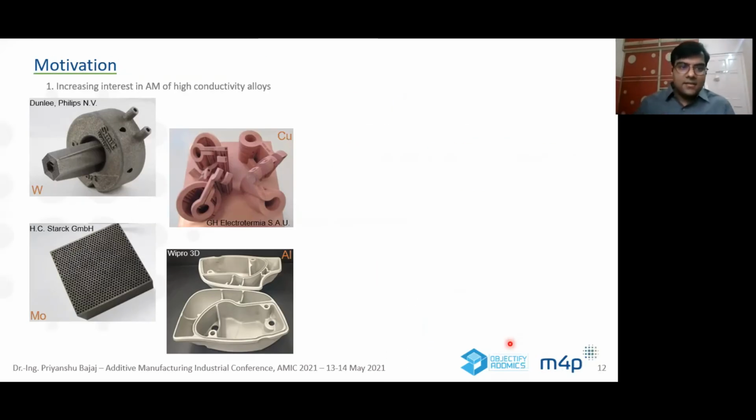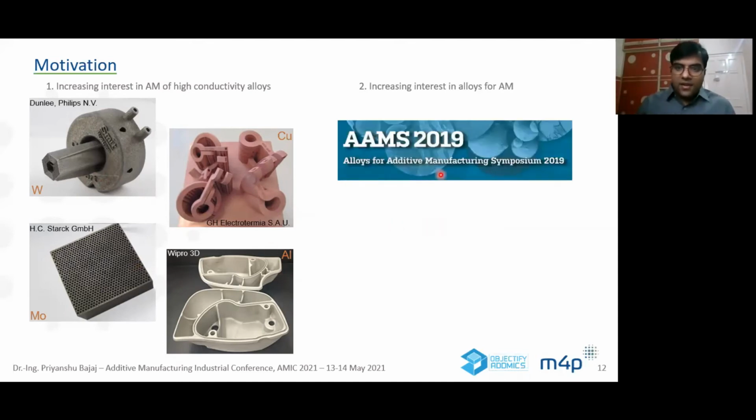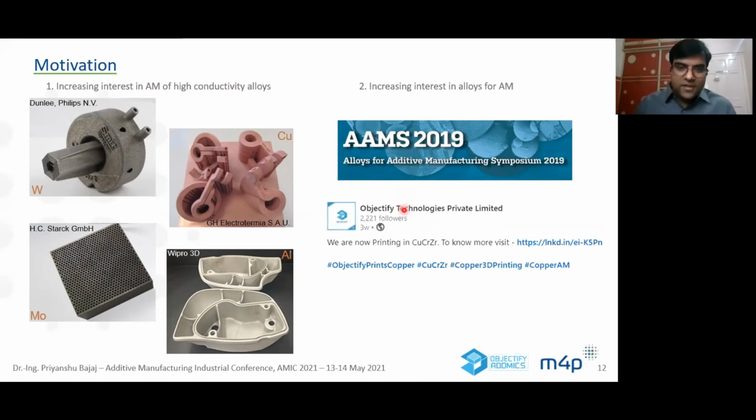Basically, there is increasing interest from the industry in making alloys which are traditionally considered hard to process in AM. So we have growing interest in tungsten, copper, molybdenum, aluminium, basically the entire arena of high conductivity alloys. In the past we had a symposium just on alloys for additive manufacturing in 2019. There was one supposed to happen in 2020, but of course it did not. Objectify, the host of this series, recently launched a copper alloy, again in collaboration with us. So there is growing interest in making new alloys and making high temperature alloys out of AM.